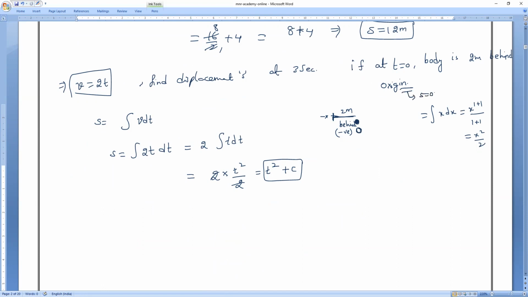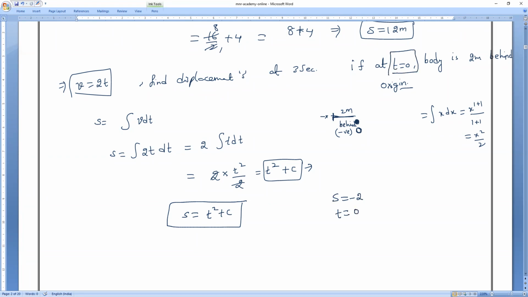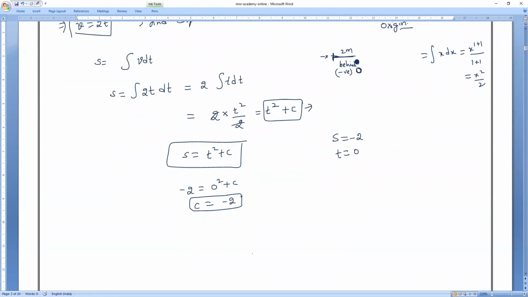Now, if it were starting from the origin, then S would be 0. But it is not starting from the origin. What is the position of the body? 2 meters behind. In S equals t square plus c, the S value is minus 2, and the t value is 0. Substitute: minus 2 equals 0 square plus c. So c is equal to minus 2.